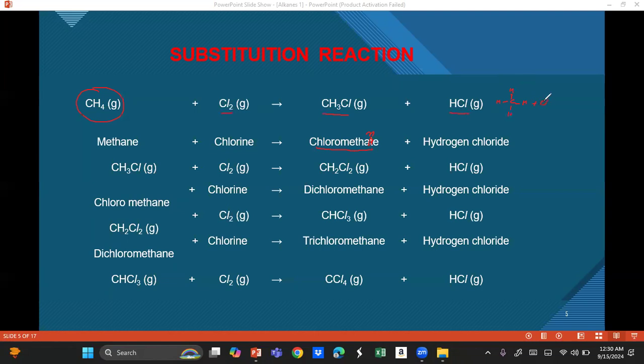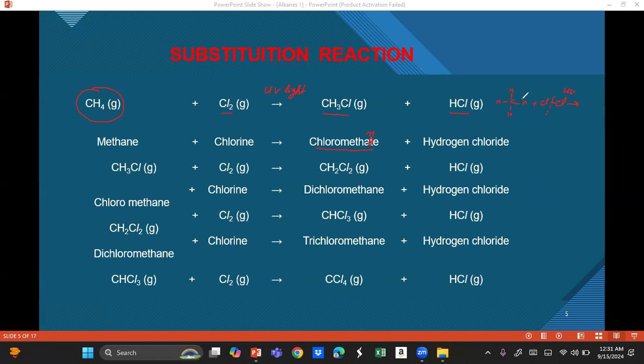The Cl2, we can write Cl2 like this. Show all the covalent bonds. First of all, the chlorine covalent bond will be broken. How will it be broken? By using UV light. Students, keep in mind, without UV light, this reaction cannot take place. In all the steps, we will be using UV light, ultraviolet light that is coming from the sun.